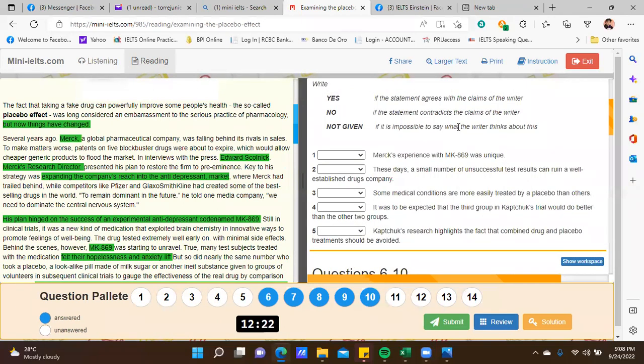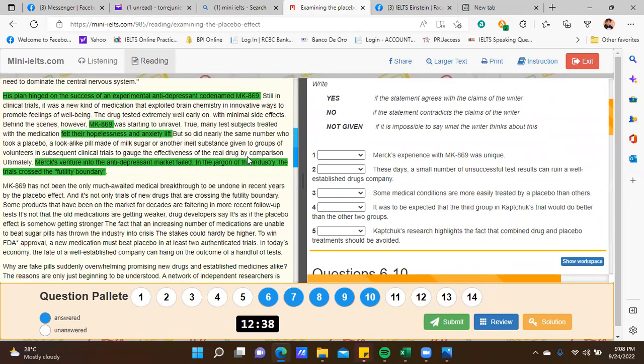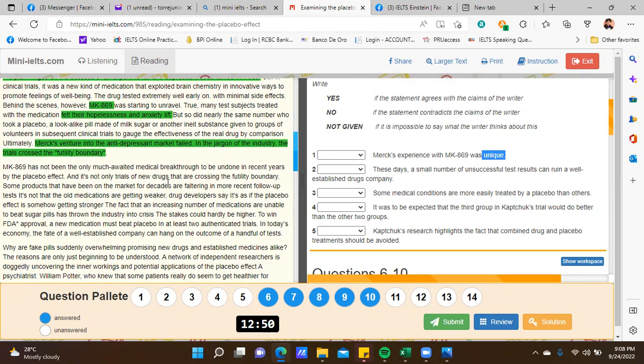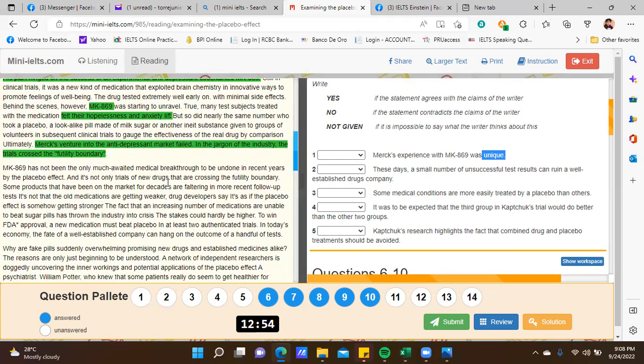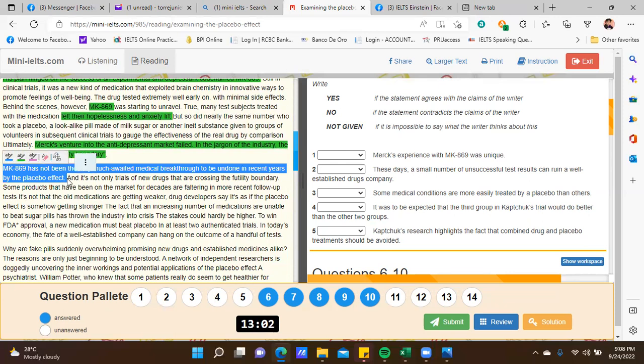Okay. So, we are still in MK869, guys. Merck's experience with MK869 was unique. Guys, I saw the next paragraph, it still has MK869. Right? Let's read that first, guys, because we are looking for unique. MK869 has not been the only much-awaited medical breakthrough to be undone in recent years. So, that's the answer, guys. By the placebo effect. So that's why when they conduct trials, there is a placebo, right? Some of the pills are placebo, some are real. Then they compare those with the placebo, and if the effect is the same, the drug failed.